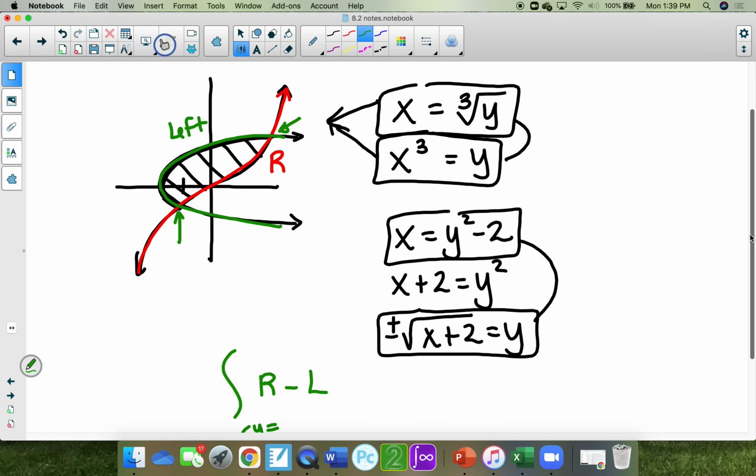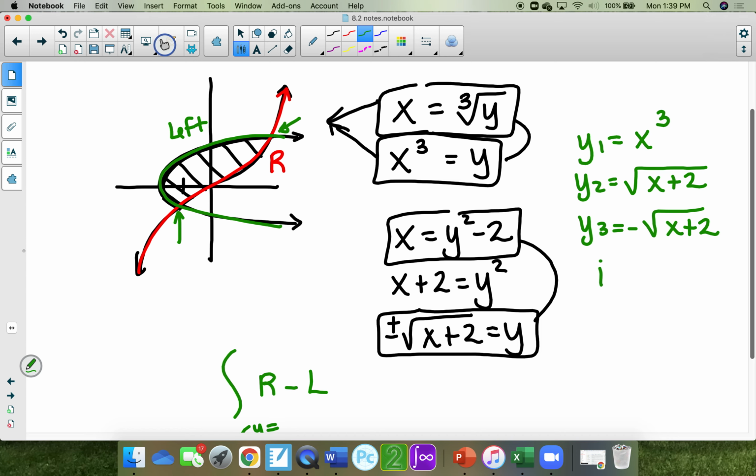Instead of setting them equal to each other, I'm going to graph both of these. So I'm just going to show you. Under y1, I'm going to put x to the third. Under y2, I'm going to do the square root of x plus 2. And under y3, I'm going to do a negative x plus 2. And then I'm going to hit the intersect button.